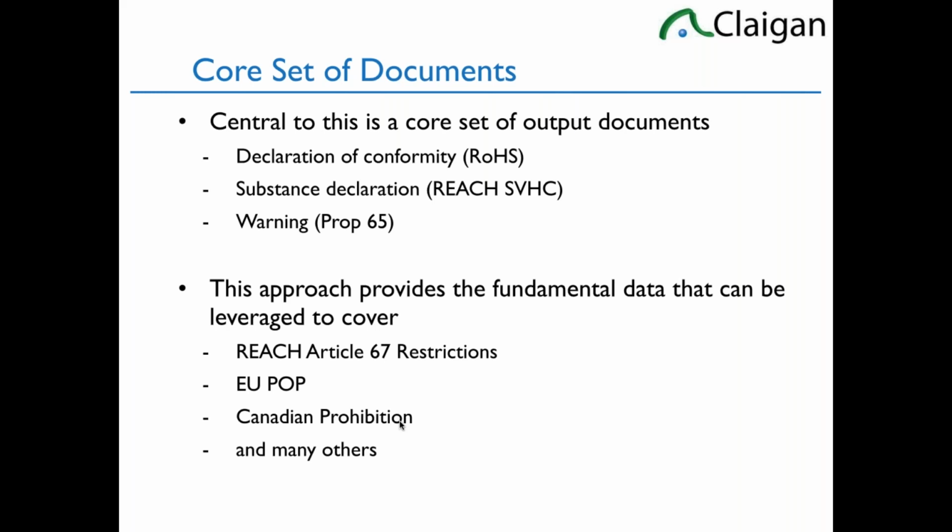The EU POP I mentioned earlier, there's a stop ship risk there. The substance of interest, SCCPs, is actually a REACH SVHC. Prop 65 covers a lot of the materials that can be an Article 67 restriction. There's a lot you can do there. Between those three, you have a very good fundamental basis. And then you can leverage them, especially depending on need.